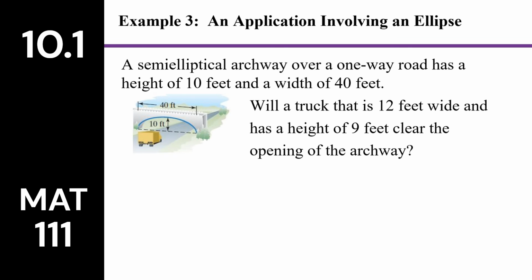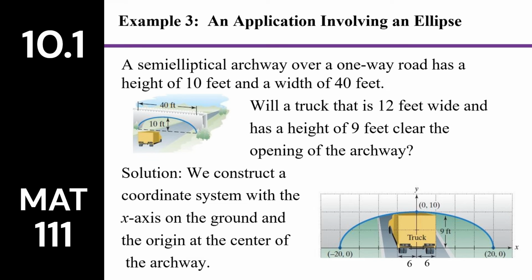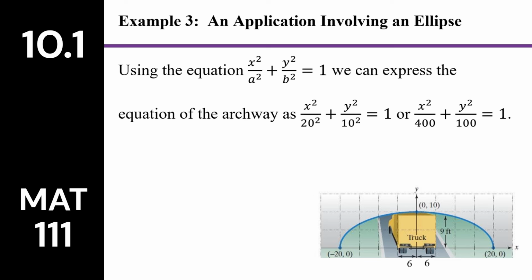the archway? We can begin by constructing a coordinate system with the x-axis on the ground and the origin at the center of the archway. Using our equation for an ellipse, we can express the equation as x squared over 20 squared plus y squared over 10 squared equals 1.